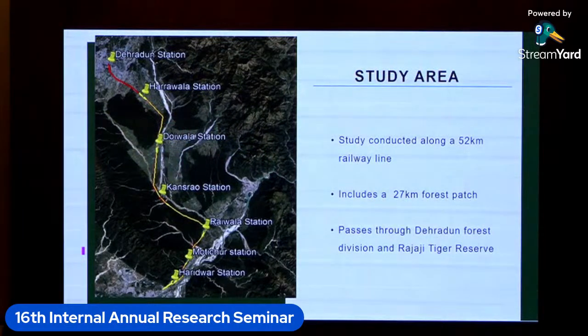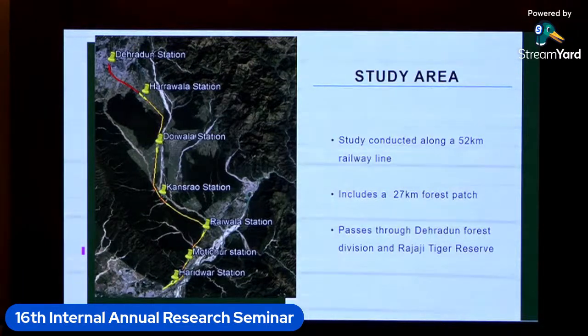The study was conducted along a 52-kilometer railway line, including 27 kilometers of forest patches, which passes through the Dehradun Forest Division and Rajaji Territories. The railway line passes through 5 stations, that is Motichur, Ralwala, Kansur, Dolwala, and Harawala.